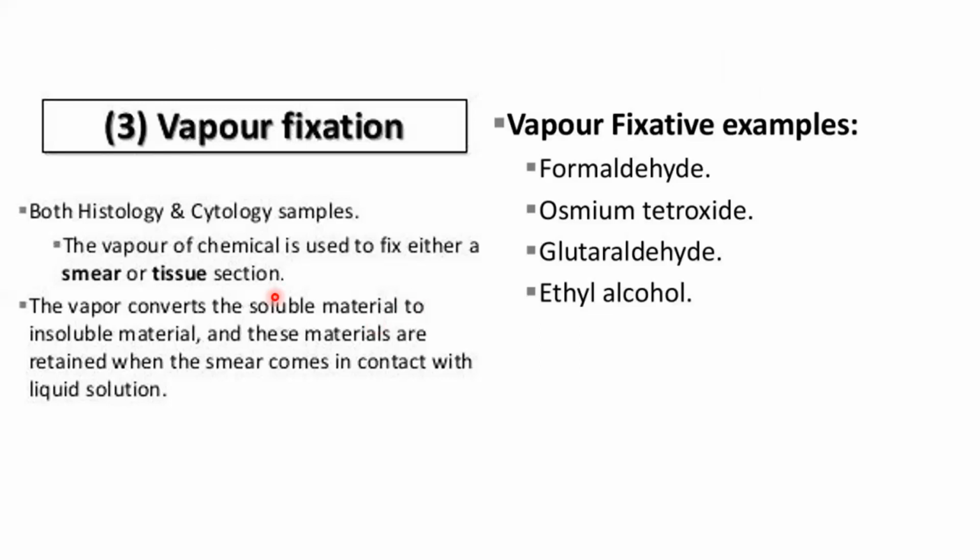This can be utilized for both histology and cytology samples. The vapor of a chemical is used to fix either a smear or a tissue section. The vapor converts soluble material to insoluble material, and these materials are retained when the smear comes in contact with a liquid solution. Overall, we coagulate the proteins, prepare cross links among the proteins, and fix the tissue. For that purpose, vapors of formaldehyde, osmium tetroxide, glyceraldehyde, and ethyl alcohol can be utilized for the vapor fixation technique.